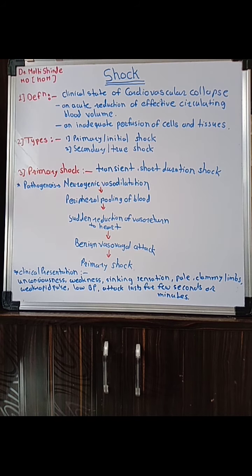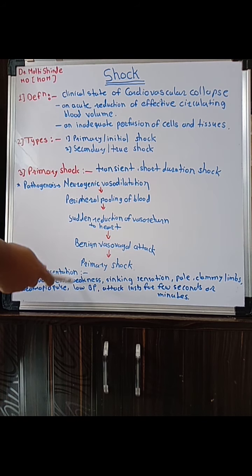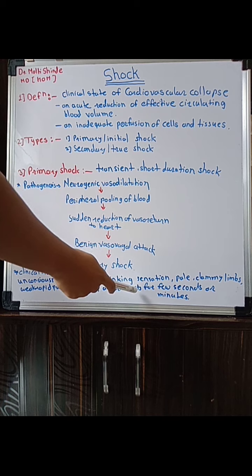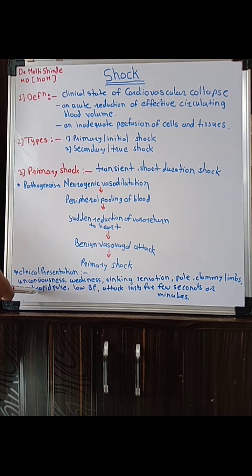So what is the clinical presentation of primary shock? Primary shock is of very short duration and very transient, and it does not require any treatment. The patient becomes unconscious with weakness and a sinking sensation, pale and clammy limbs, then a weak rapid pulse and low BP. The attack lasts for only a few seconds or minutes. After that, the patient recovers.